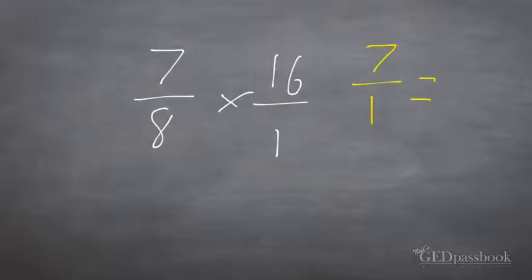Could 7 over 1 be simplified? No, it's a 7 over 1. It's already simplified. 1 is as simple as you can go, right? So you're done with that one. What about your 16 and your 8? Could that be simplified? Yes. To what? 8, 4.